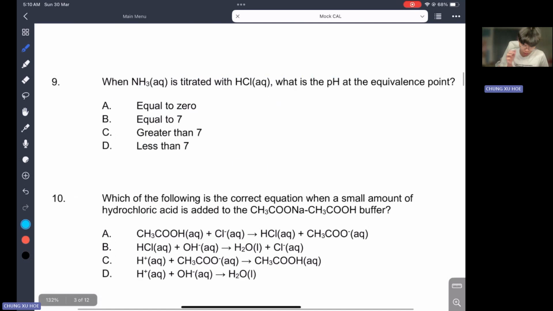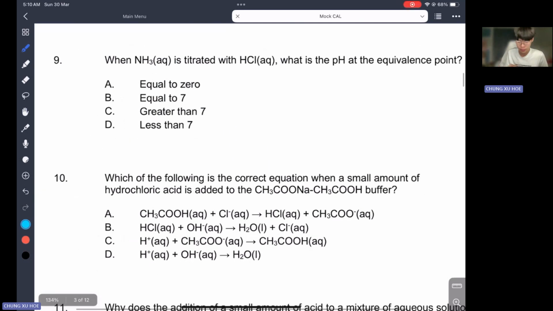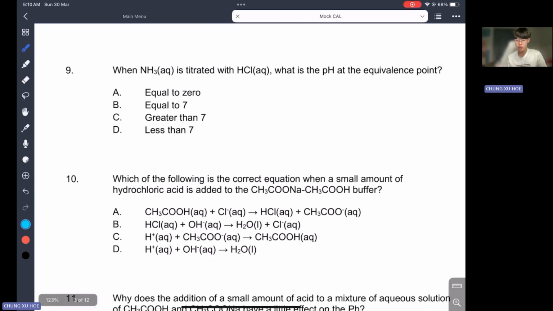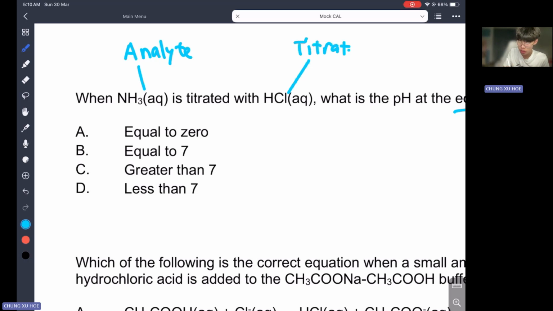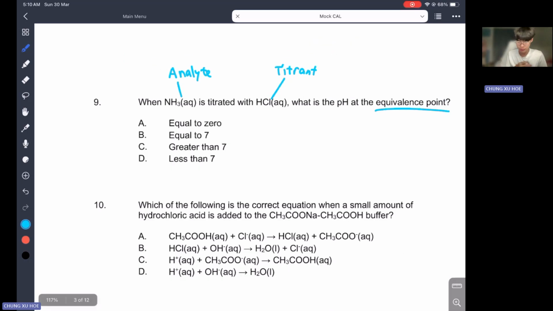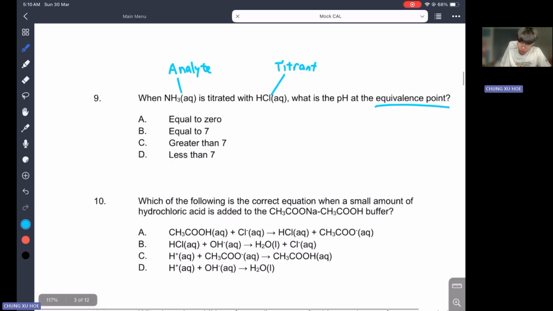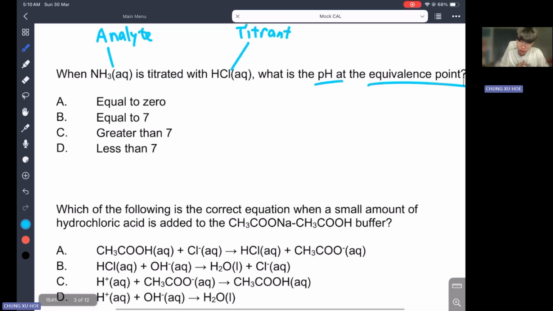Okay, so question 9, let's go to question 9. When NH3 aq is titrated with HCl, what is the pH of the equivalent point? So NH3 is titrated, that means NH3 is the analyte. HCl is my titrant. So they're asking for the pH of the equivalent point.